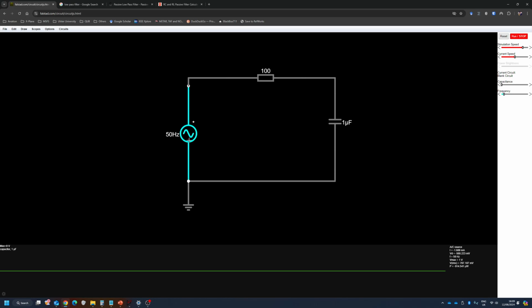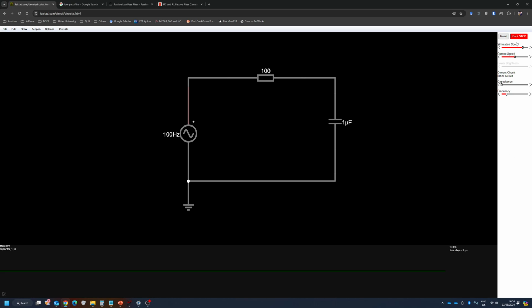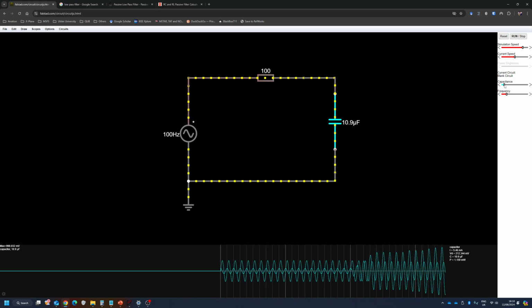Let's look at it now. I'm going to put here a frequency of 100 hertz. And again, when I reach a capacitance of 16 microfarad, I should see a voltage of 0.707. There we go, it is running. Let me stop right here and let's see the peak voltage. It's almost 1 volt. Now let's bring this capacitance close to 16 microfarad.